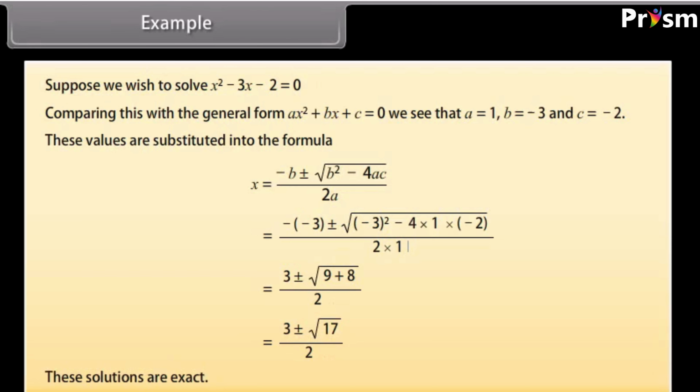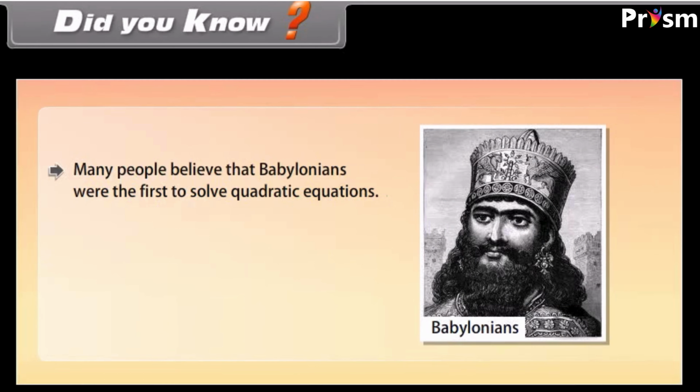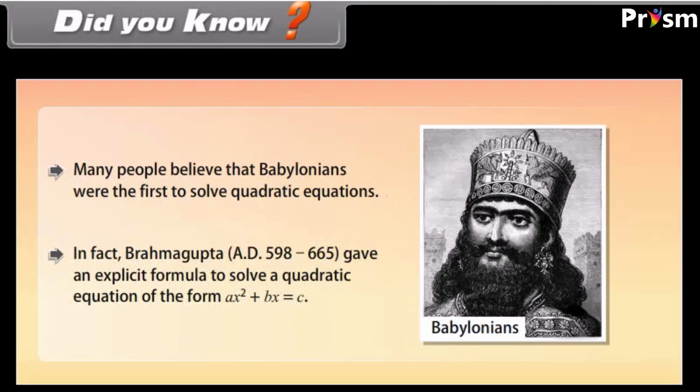These solutions are exact. Did you know? Many people believe that Babylonians were the first to solve quadratic equations. In fact, Brahmagupta, AD 598 to 665, gave an explicit formula to solve a quadratic equation of the form ax² + bx = c.